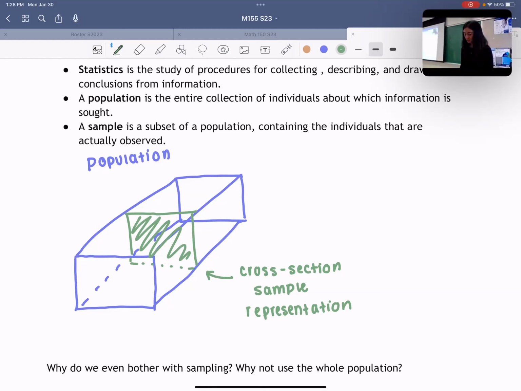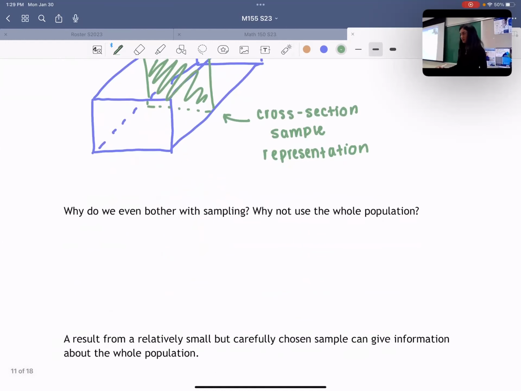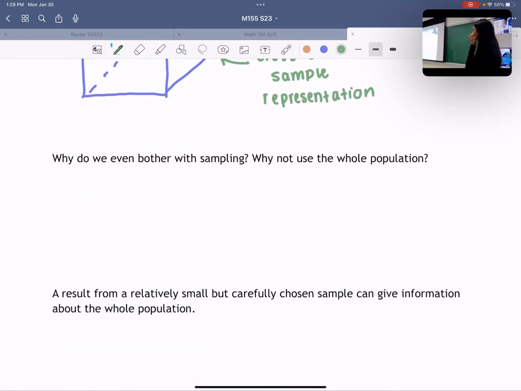So the way we try to achieve a good representation in a sample is we have these things called sampling techniques. So we have techniques that we use to create a representative sample. Before I even talk about these sampling techniques, I do want to talk about why we even bother with sampling, okay? For example, if I wanted to sample the entire school, I could go and ask every single student in the entire school the same question, right? Why don't I just sample the whole population all the time?